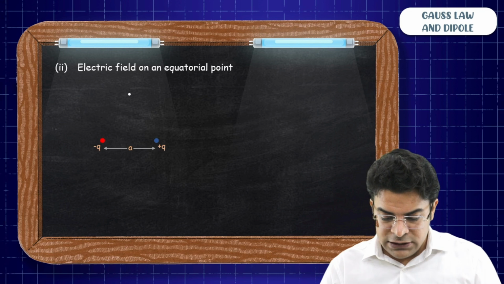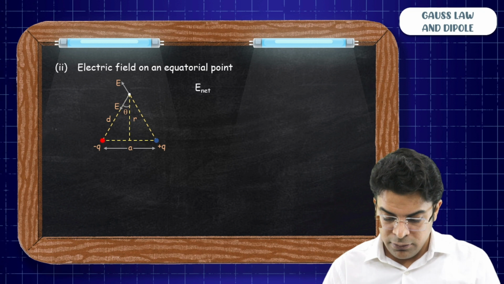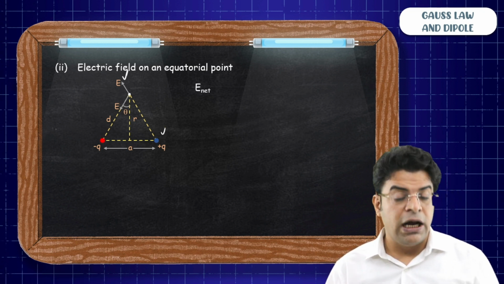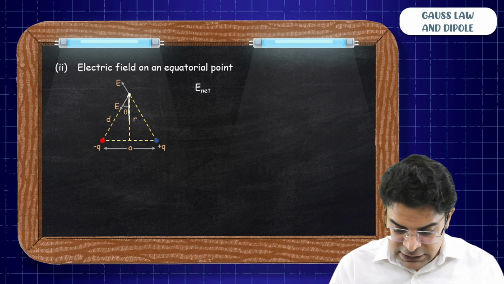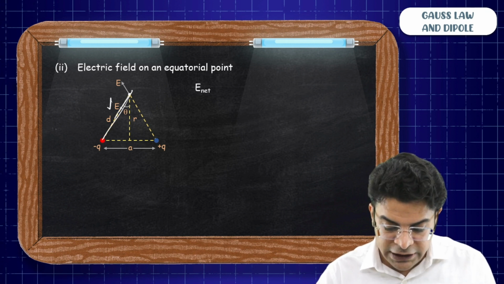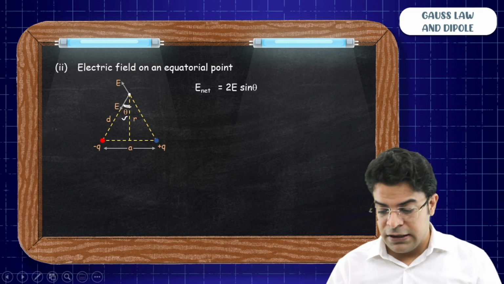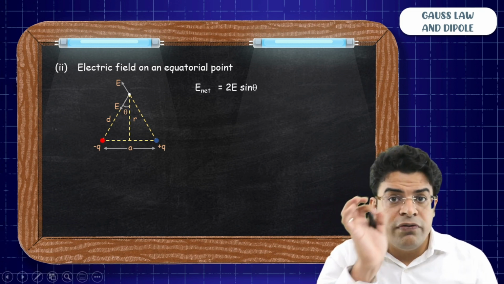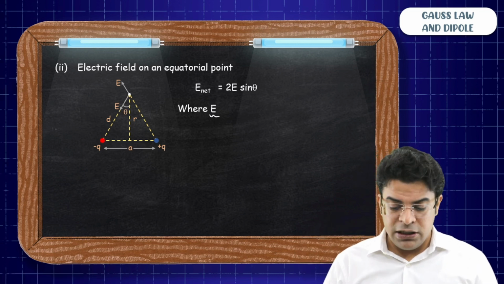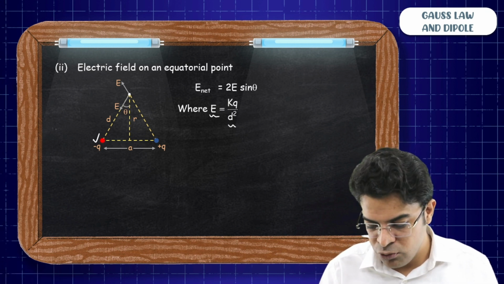So visualize the point on the equatorial line, and because of the negative charge, the field will be towards it. Because of positive charge, the field will be away from it. Let's say this distance from the center of dipole is r, and the distance of one of the charges from this point is d. So we will say that if this angle is theta, the net electric field is 2E sin theta. How do we write E and sin theta? We will say that E is nothing but the field due to one of the charges q at distance d. So E has to be equal to kq by d square.